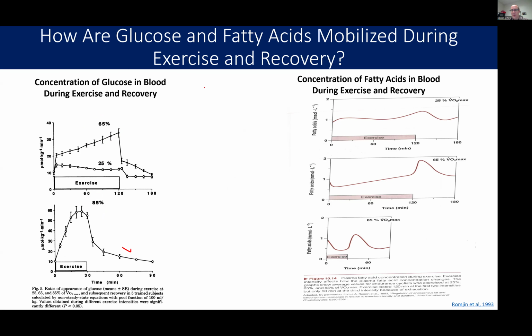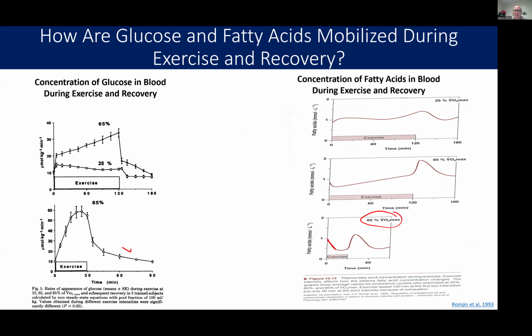Fatty acids have a different story. So here we have fatty acids during exercise at 25% VO2 max for about 2 hours. And you can see the fatty acid levels are relatively constant during the exercise at that intensity and then bump up a little bit after. If you go up to 65% or 85% VO2 max, things get a little more interesting, where let's just go at 85%, you actually see a drop in the availability of fatty acids in the blood.